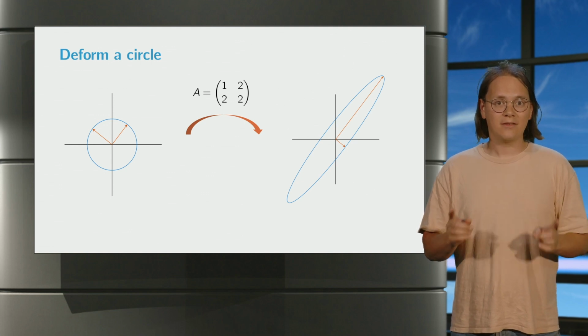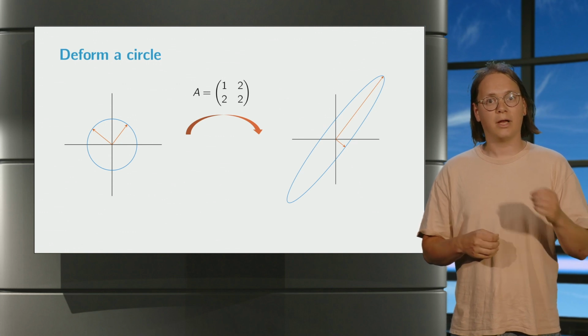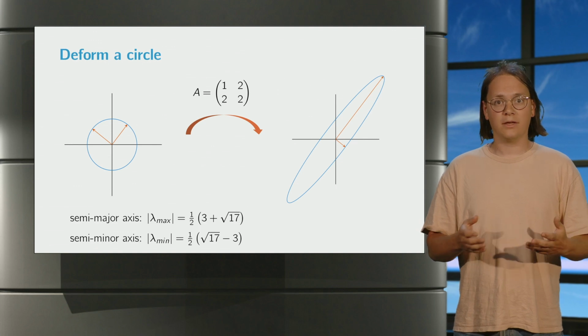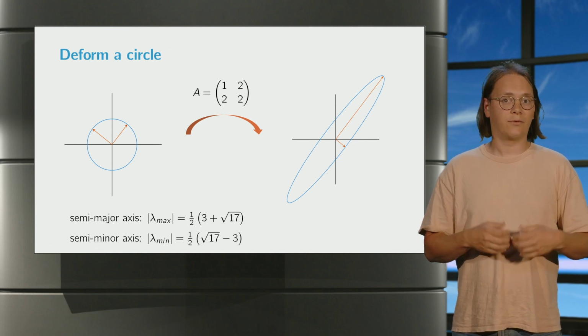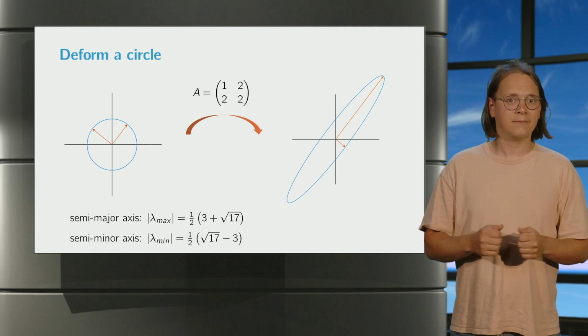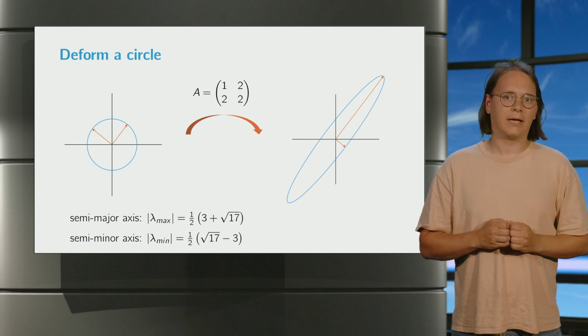This means that the lengths of these axes are equal to the absolute values of the maximal and minimal eigenvalues, respectively. Indeed, we need the absolute values since, for instance in this case on the slide, the minimal eigenvalue is negative. Great! Now let's try something a little bit more complicated.